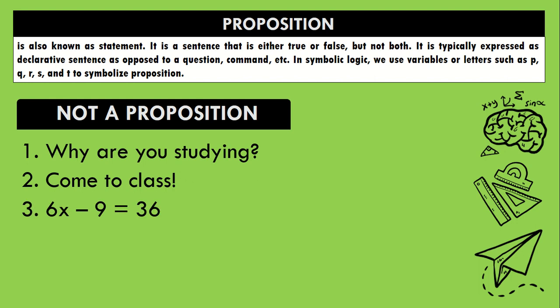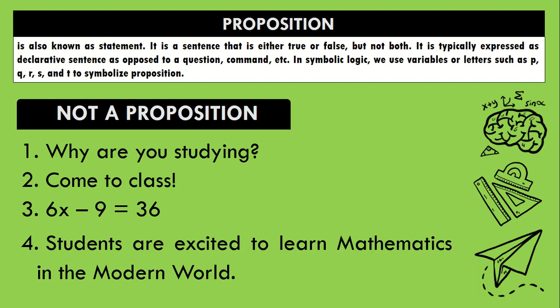Next one, 6x minus 9 is equal to 36. This one is not a proposition because there's no specific value of x. So, let's try to revise it so that we can consider this as a proposition. We can have the statement, if x is equal to 3, then 6x minus 9 equals 36.